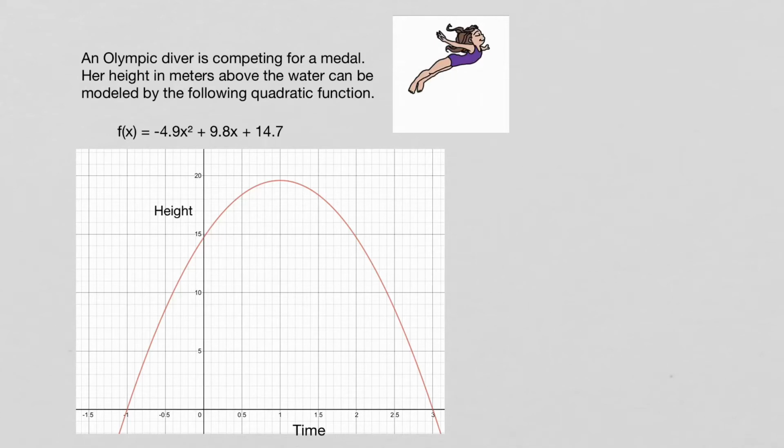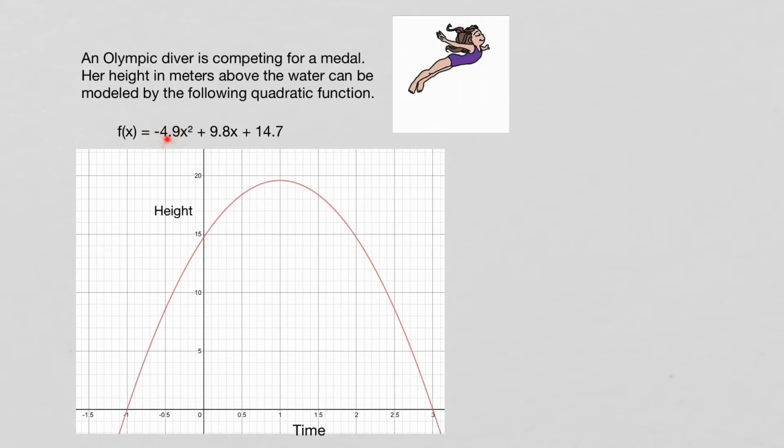Okay, like I mentioned, there are so many real-world situations that can be modeled by quadratic functions. And here we have an example. It says an Olympic diver is competing for a medal. Her height in meters above the water can be modeled by the following quadratic function. And here's our function. You notice that A is negative.